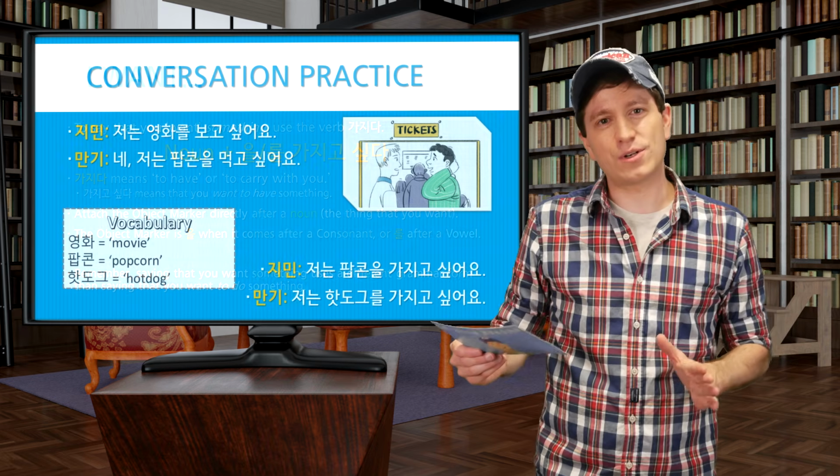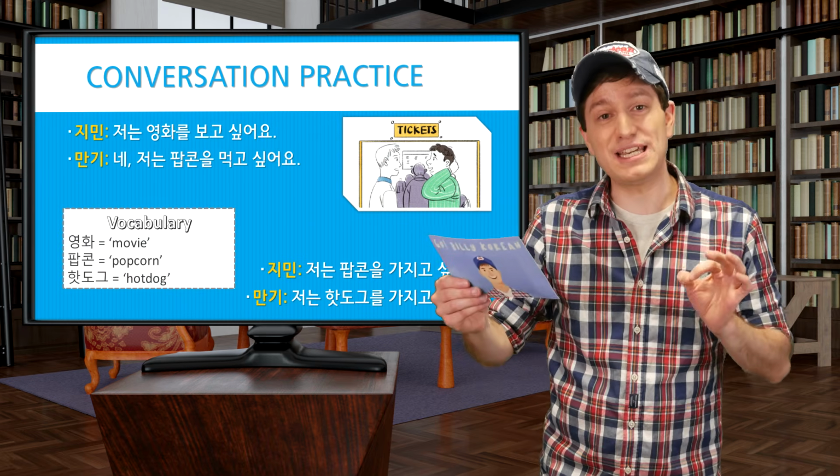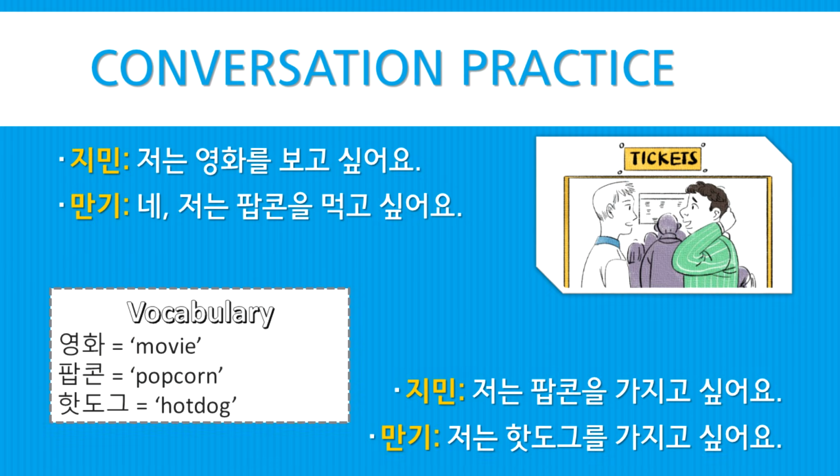So let's do another short conversation practice between 지민 and 만기. 지민 says, 저는 영화, movie, 보고 싶어요. I want to see a movie. To which 만기 replies, 네, yes. 저는 팝콘을 먹고 싶어요. I want to eat popcorn.